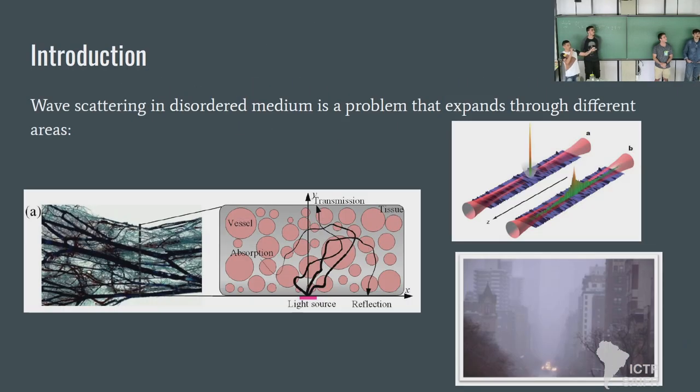So the paper talks about a very general and broad problem, which is wave scattering in disordered media. This problem is general because it happens in very different areas. We can have light scattering by living tissues, light scattered by a fog atmosphere. We can have matter wave scattering in a disordered potential. We can also talk about the scattering of electronic systems in metals and so on.